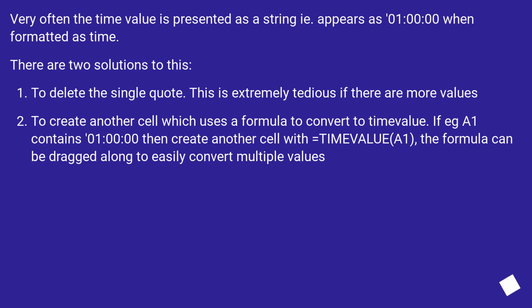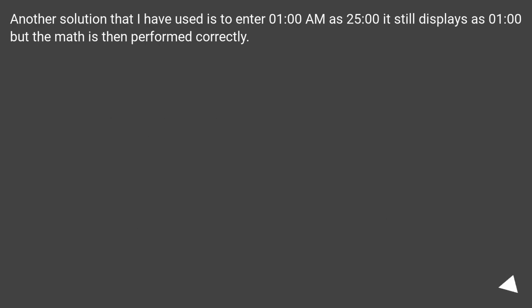The other is to create another cell which uses a formula to convert to a TIMEVALUE. If e.g. A1 contains '1:00, then create another cell with =TIMEVALUE(A1). The formula can be dragged along to easily convert multiple values. Another solution that I have used is to enter 1 AM as 25:00. It still displays as 1 o'clock, but the math is then performed correctly.